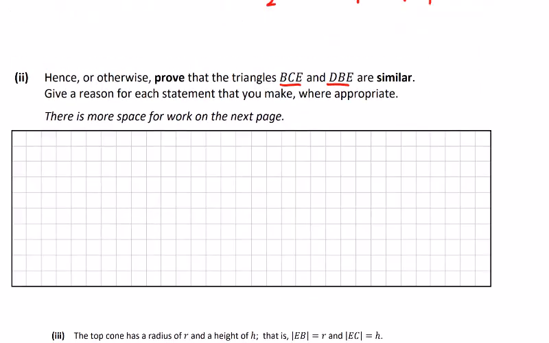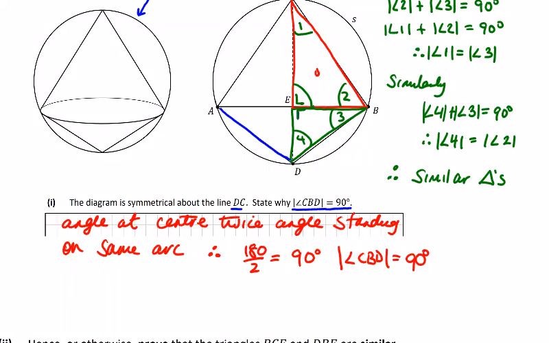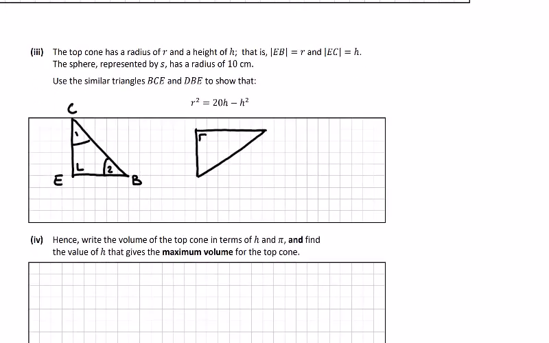So if we look up, angle 3 we know is equal to angle 1 from above. So I'm going to put angle 1 here, and angle 2 will be here, and this is EDB. So what are we told? We're told EB is equal to R, and EC is equal to H, and we're asked to show that R squared is equal to 20H minus H squared. So EB is a common side, so this is R.